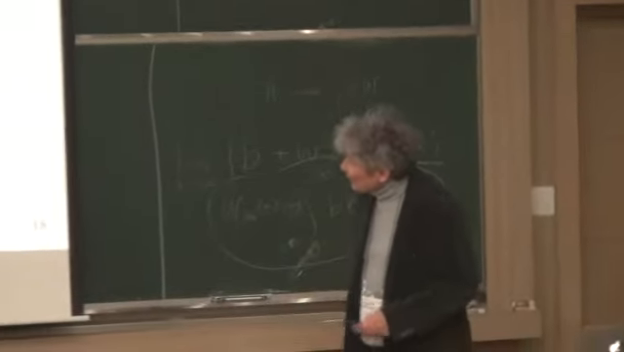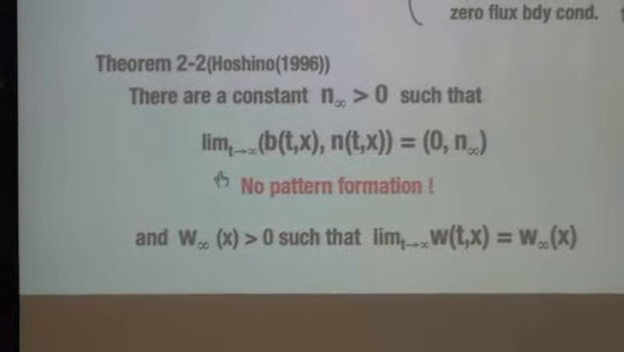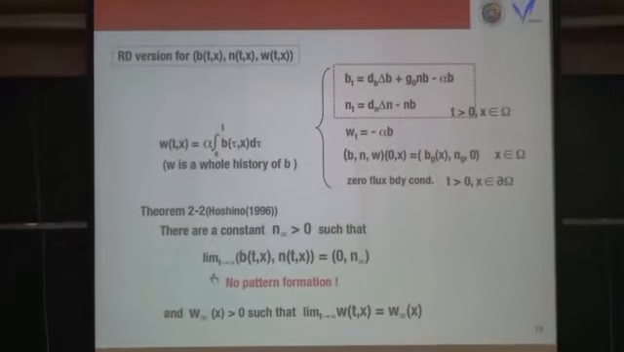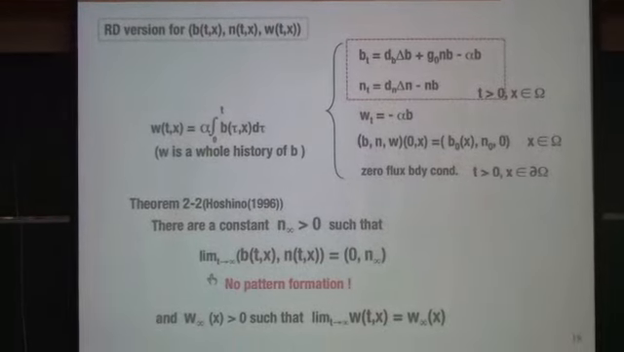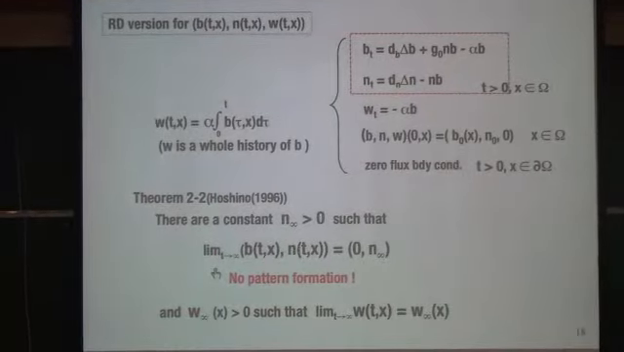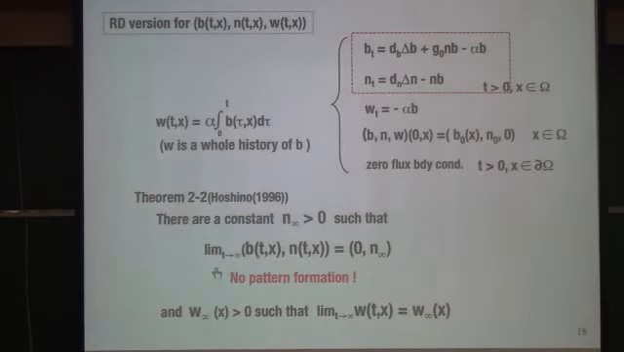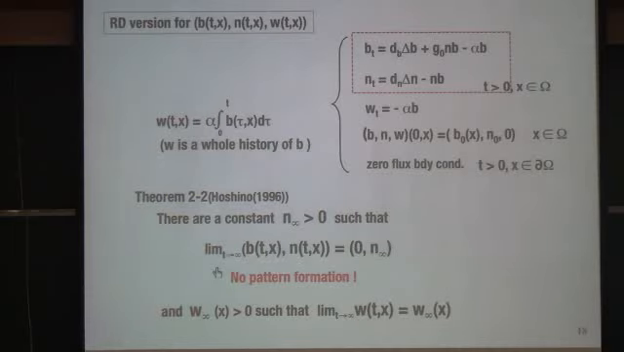So what I'm emphasizing is the following: for the two-component system for B and N, the asymptotic behavior is given by B and N at large time. Okay. But if you are interested in the asymptotic behavior of W, at that time we need to have the information from 0 to infinity. So the whole life. Okay. So it's not so easy to analyze what kind of spatial pattern arises in W infinity of X.